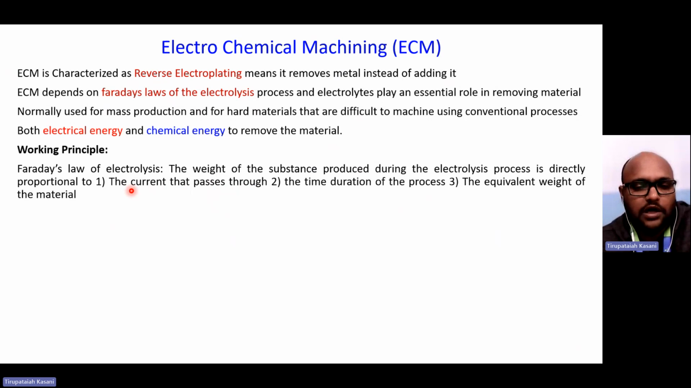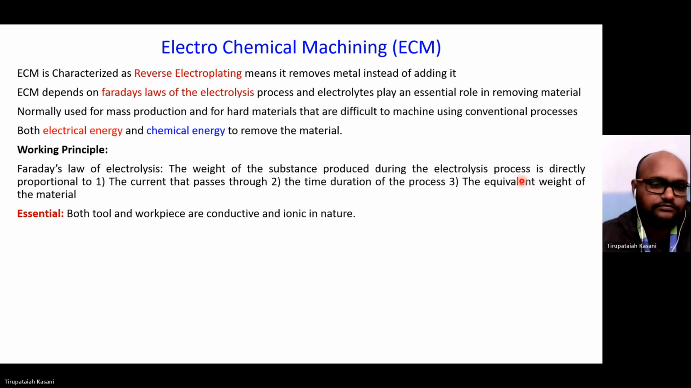If more current is supplied, then more electrolytic reaction occurs and more material will be removed. The time duration also matters: the longer the chemical is exposed to the workpiece, the more material will be removed. And the equivalent weight of the material matters too. This is the chemical terminology that you people are well aware of.